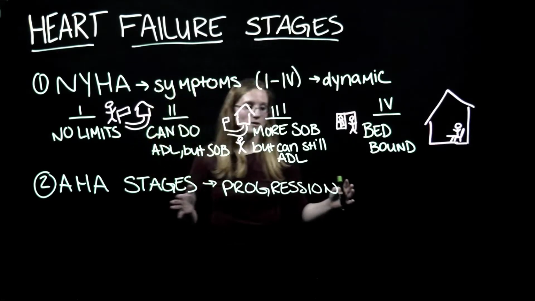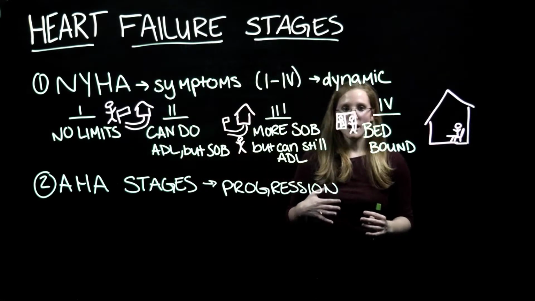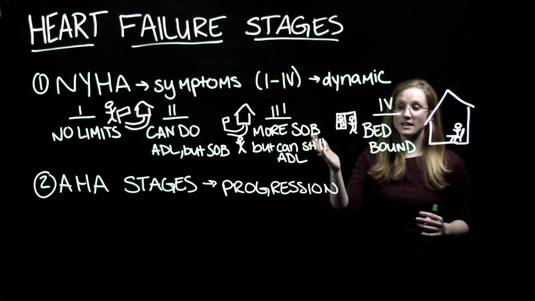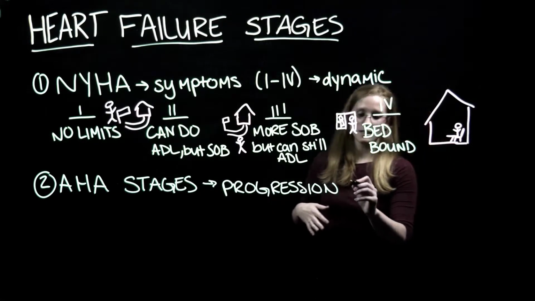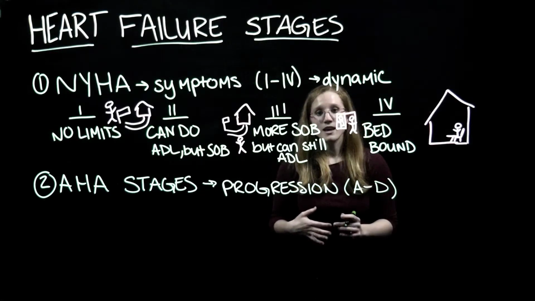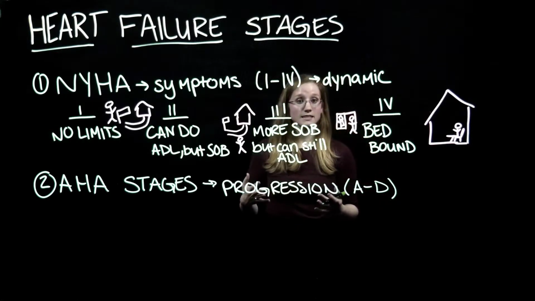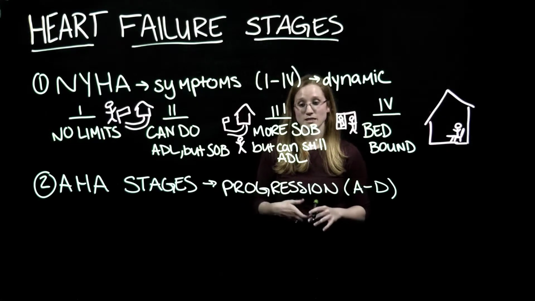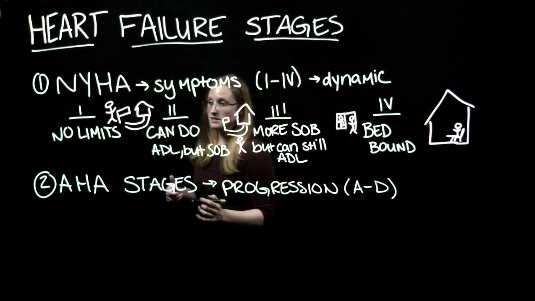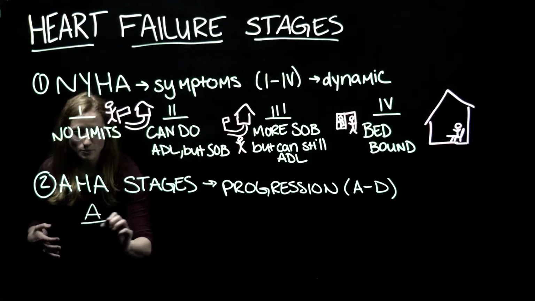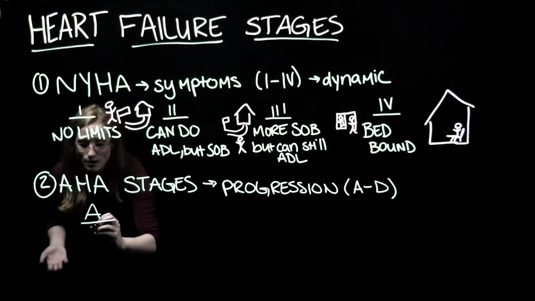So it goes all the way through, and unlike our New York Heart Association classes, it's not Roman numerals, but it's actually letters, and it's A through D. And this is a lot about how the guidelines nowadays actually pick and choose when to start therapies and things like that. So let's start with A. Start at the beginning with A, and these are going to be our patients that are actually at risk.